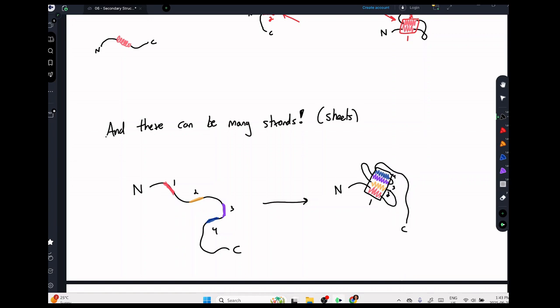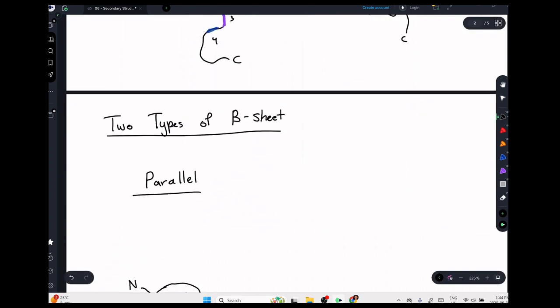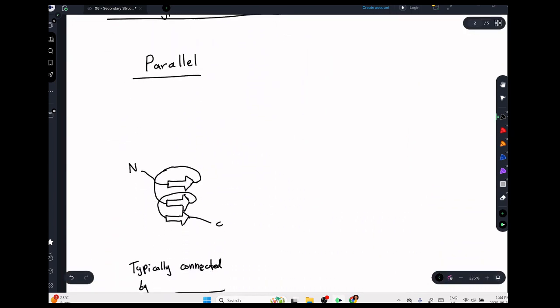Clearly they're a little more complicated than alpha helices, but there's not too much more to understand. Again, the backbone H bonding, it's critical to understand that that part is satisfied. That's why these structures form. So, with that in mind, let's break down beta sheets into two different classes. First is the parallel beta sheet.